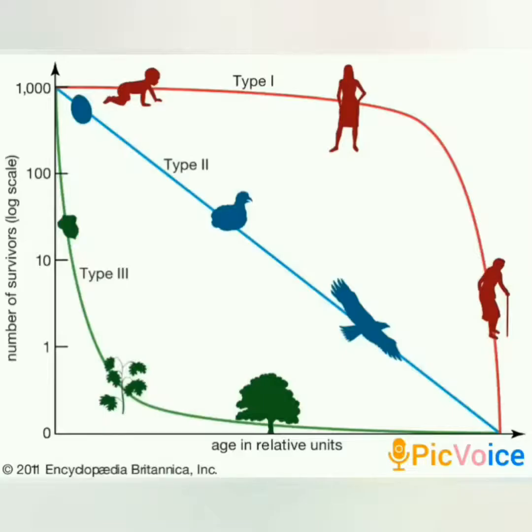Survivorship curves. The specific mortality rate of a population is expressed by a survivorship curve. This curve plots the number of surviving individuals to a particular age. These curves are of three types.